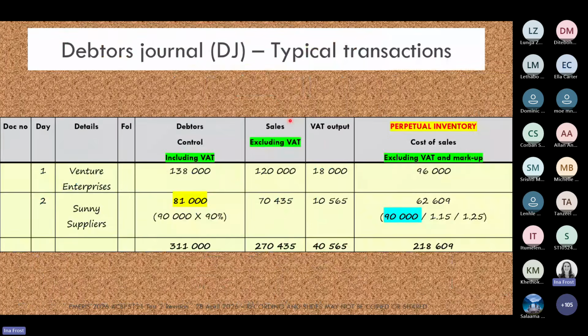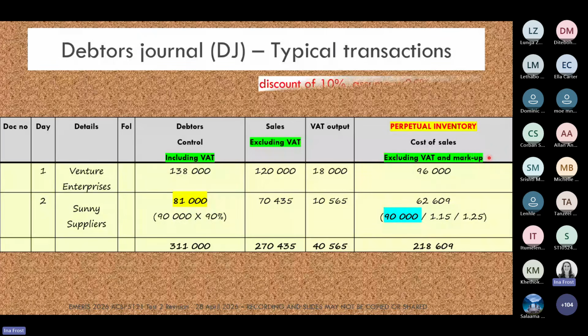In the debtors journal, then, this is what a typical debtors journal will look like. So remember, your debtors control column is the one including the VAT. Your sales column is where we put the amount excluding VAT. And your output VAT column is your 15% VAT. The cost of sales column for perpetual inventory will be excluding VAT. So in other words, you'll start with your sales number and exclude the markup or the gross margin.